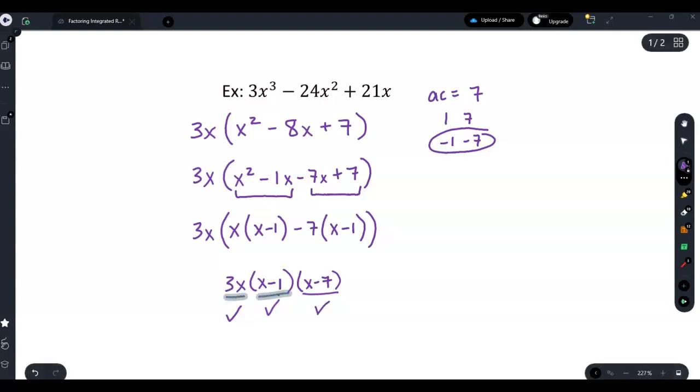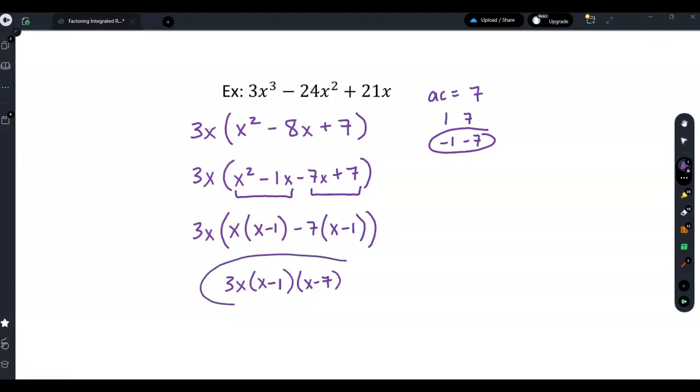So since I can say each of those 3 pieces does not factor, that's how I know I'm finished, and this is my answer. We can always go back and multiply that out, use the distributive property, and check that we get back to what we started with.